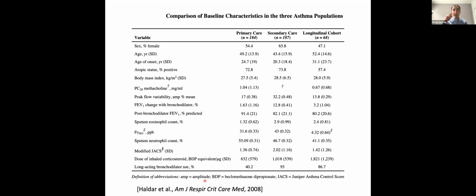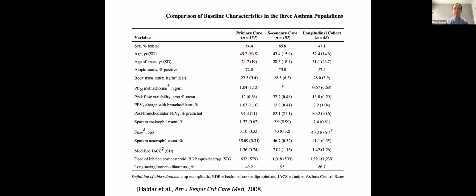Here's just a very quick analysis of those 3 cohorts. Each column here is describing one of those 3 data sets. Focus on the first 2 columns. In the primary care cohort, there were 184 patients. In the secondary care cohort, that is patients who were managed at an asthma clinic, there were 187 patients. There were a little bit more female patients in the second cohort, so 65.8% in the asthma clinic cohort.